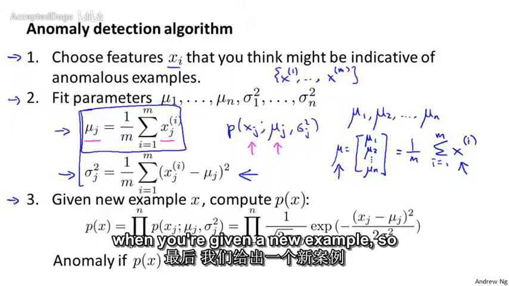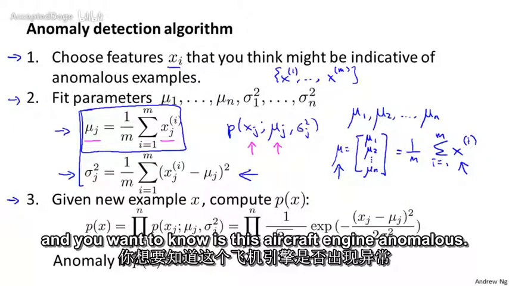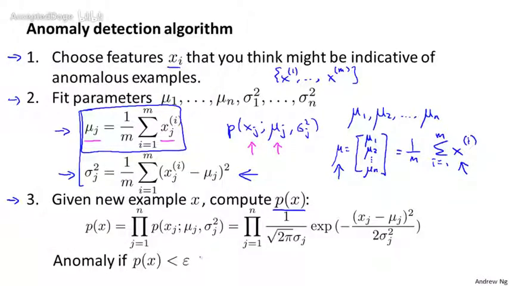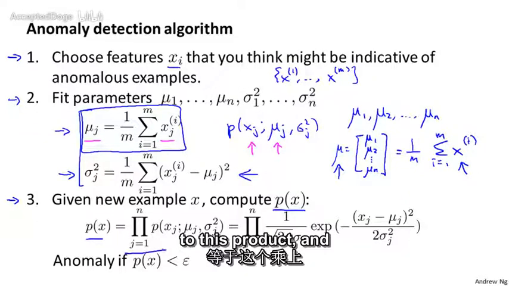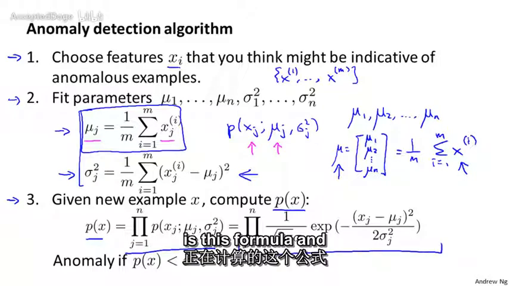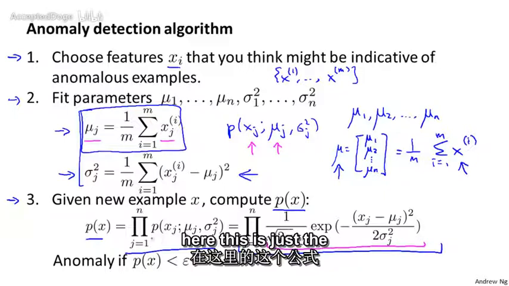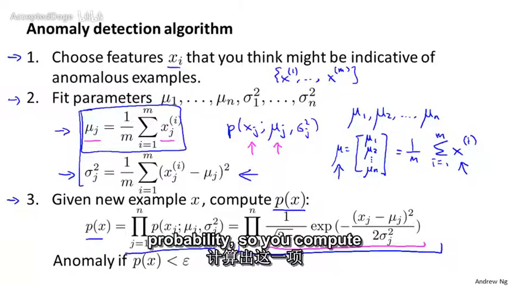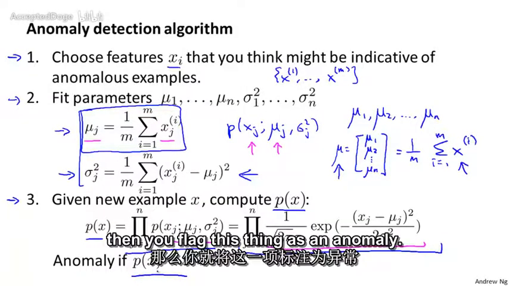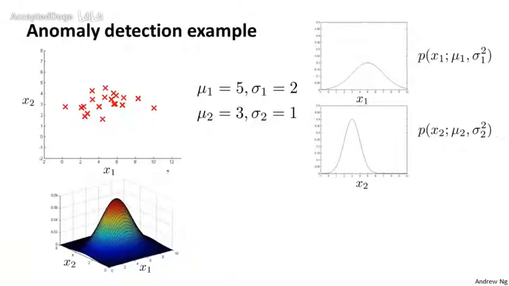Finally, when you're given a new example, so when you have a new aircraft engine and you want to know, is this aircraft engine anomalous? What we need to do is compute p of x. What's the probability of this new example? So p of x is equal to this product, and what you compute is this formula, where this thing here is just the formula for the Gaussian probability. You compute this, and finally, if this probability is very small, you then flag this as an anomaly.